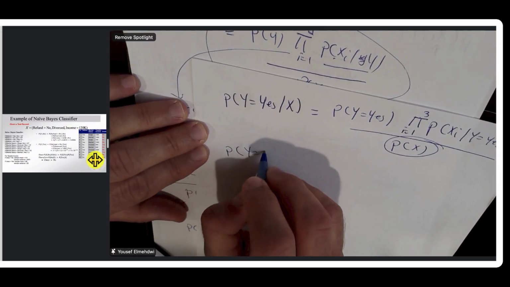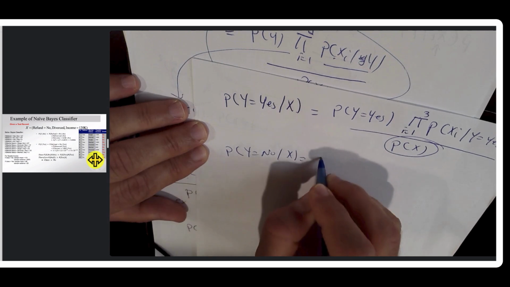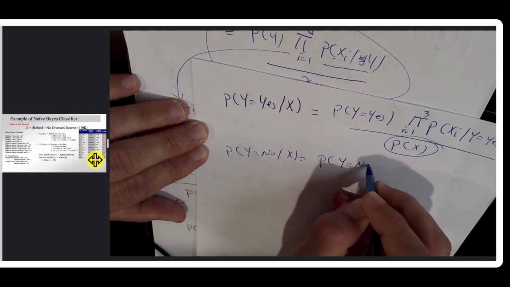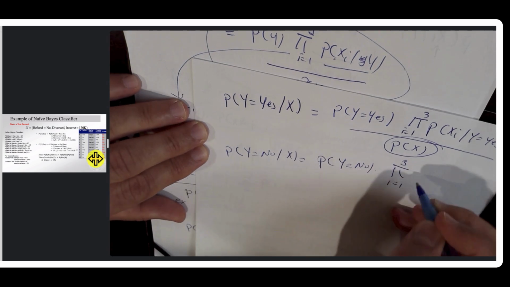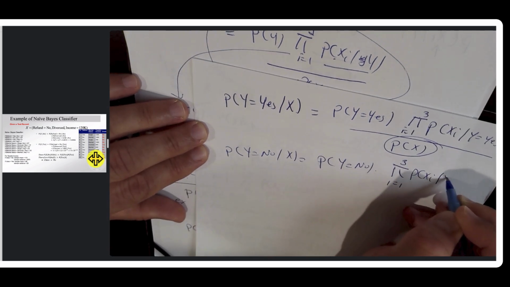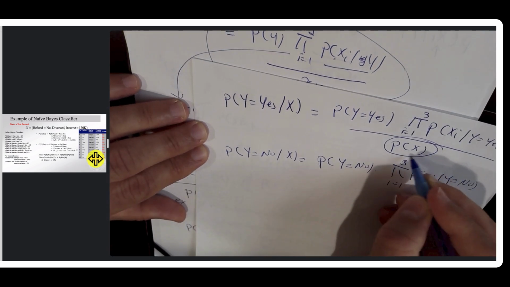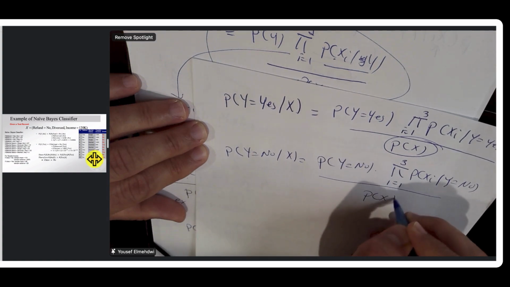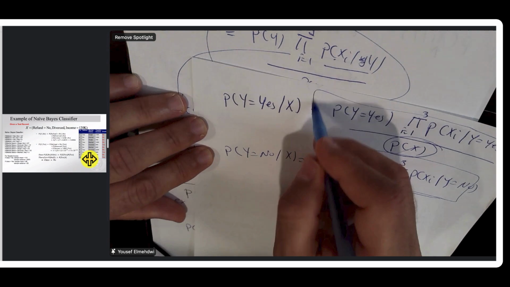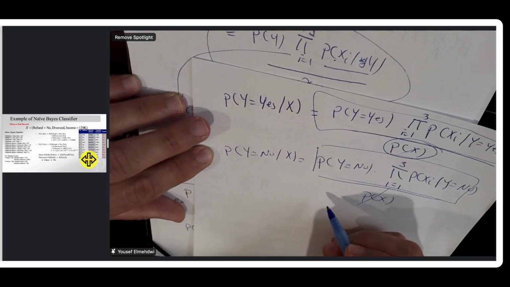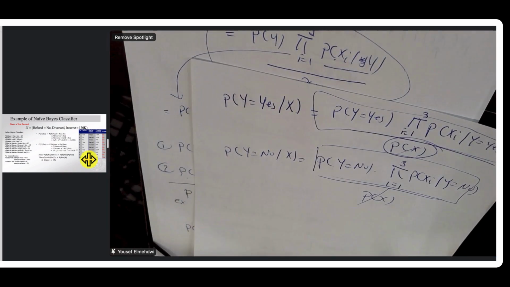The probability of y equal no given x equals the probability of y equal no times the product for i equal 1 to 3, as you said, because it's independent, of the probability of xi given y equal no. This is actually divided by the probability of x, but I'm not going to look at that. Compute this value and this one, and see which one has the highest probability. In this case, that is going to be the class label.